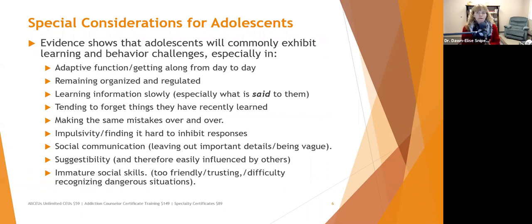They may learn information slowly, especially what is said to them. So it's hard for them to take in auditory information, process it, and they don't process at the same rate as people who don't have an FASD. They may tend to forget things they have recently learned. That short-term memory transition just does not happen the same way for people with an FASD.